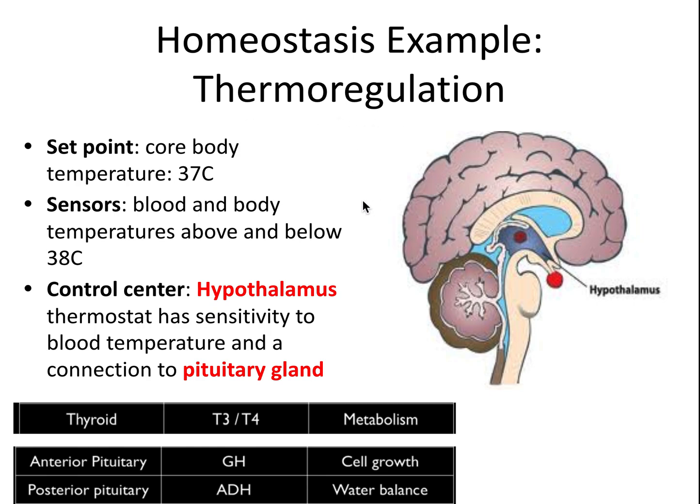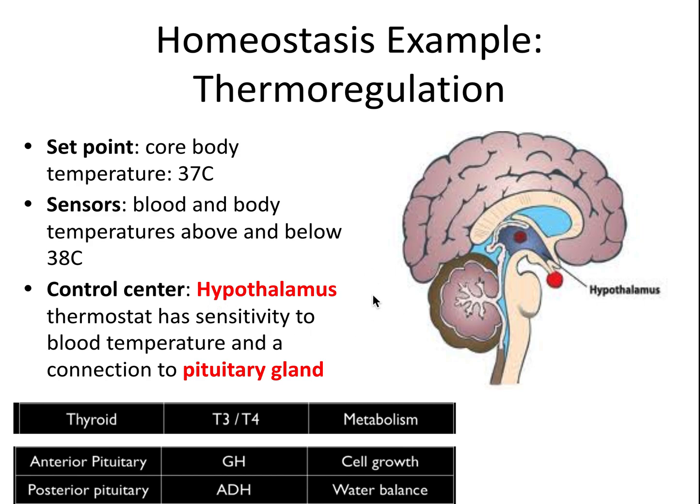For homeostasis, there are a couple of examples. One of them is thermoregulation. Thermoregulation is our temperature being regulated. Our set body temperature is about 37 degrees Celsius. The sensors in our body are your blood and your body temperature, and they detect temperature above and below 38 degrees Celsius. When your body senses that you have gone above or below this, it starts to send a signal. Your control center for your temperature is the hypothalamus in your brain. So here's a picture of it here.